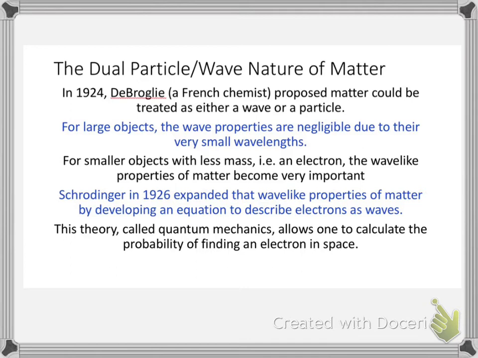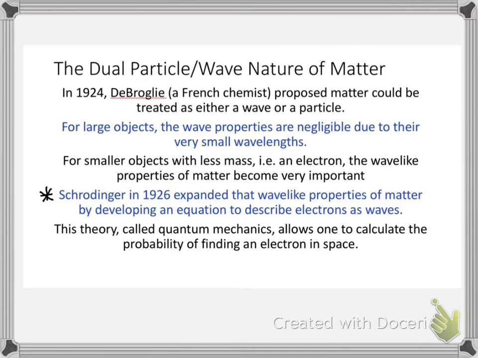So Schrodinger, and sometimes on Big Bang Theory, you might hear Schrodinger's cat. This is the same person. In 1926, he expanded that idea. And it takes a while, doesn't it? Because Bohr was in 1913. But in 1926, he is starting to propose the wave-like properties of matter and developing mathematical equations that describe electrons having wave functions. And so this is where we land with modern atomic theory.